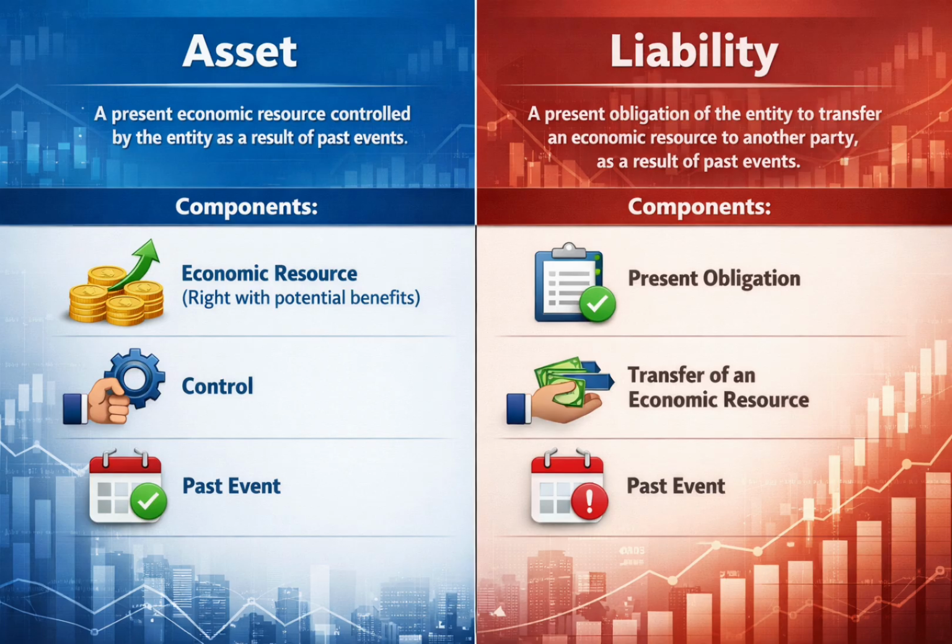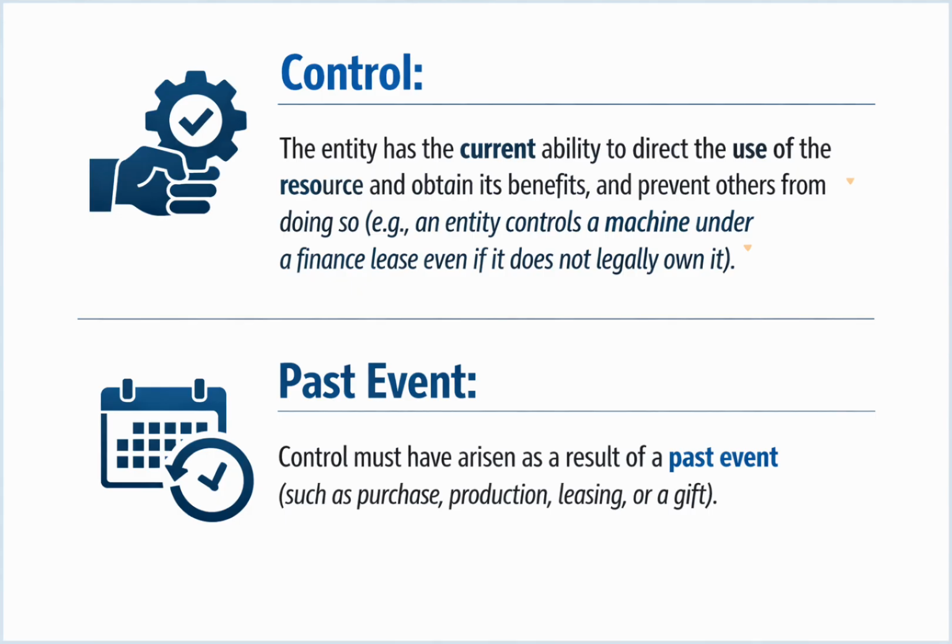2. Control. The entity has the current ability to direct the use of the resource and obtain its benefits, and prevent others from doing so. E.g., an entity controls a machine under a finance lease even if it does not legally own it. 3. Past event. Control must have arisen as a result of a past event, such as purchase, production, leasing, or a gift.